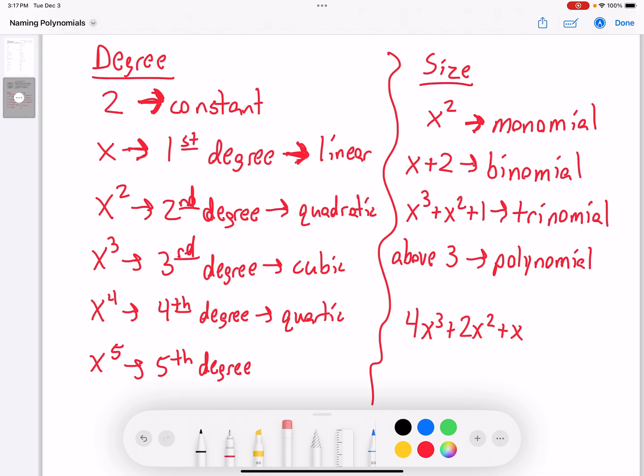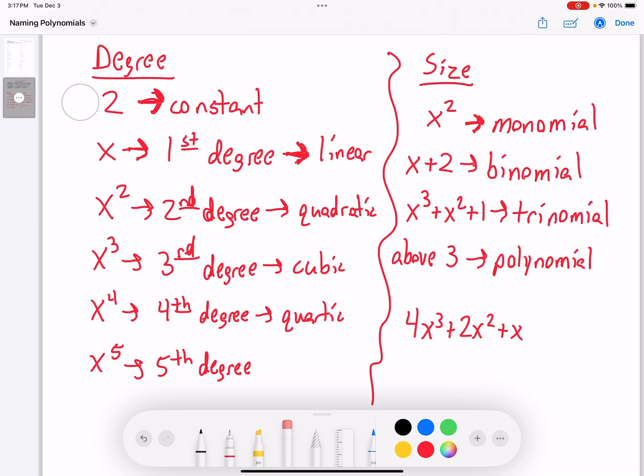Hello, ladies and gentlemen. Today we're going to be talking about naming polynomials. And when we're naming polynomials, you've got to talk about the degree and the size of the polynomial. So I would pause the video and write this chart down.